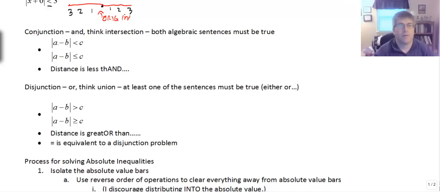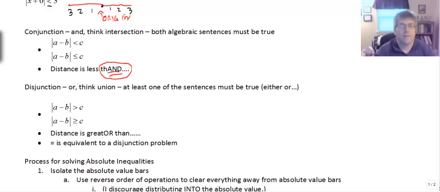So we might have some standard form here of an absolute value, a minus b, or we'll have x and some numbers in here, is less than c. So our distance is less than something. So if our distance is less than, this is going to be an and problem, less than. I've written this way intentionally. So we need to know that less than is an and problem. And I'll show you why in just a minute.